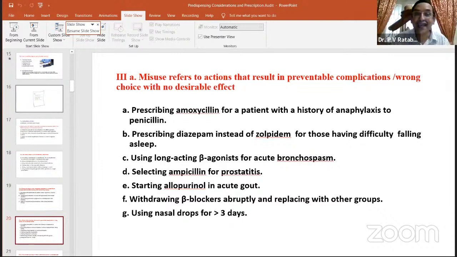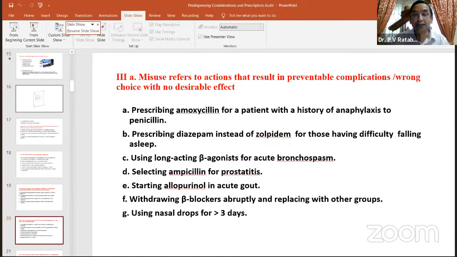Starting allopurinol in acute gout, this is a common mistake. Even pharmacists, I've seen, dispense allopurinol if somebody comes to the pharmacy to ask for treatment for acute gout. For acute gout, the treatment is either naproxen or etoricoxib or indomethacin 25 milligrams, not sustained treatment. But if you prescribe allopurinol, which is for chronic gout, to prevent further attacks, allopurinol can actually precipitate acute gout and the condition can be worsened. So this is an important point to be noted. Starting allopurinol for acute gout can worsen the condition.